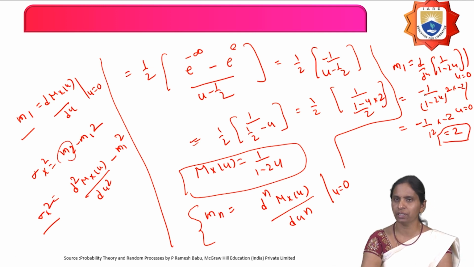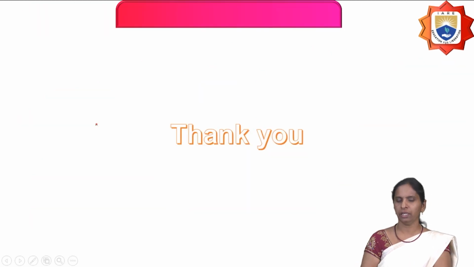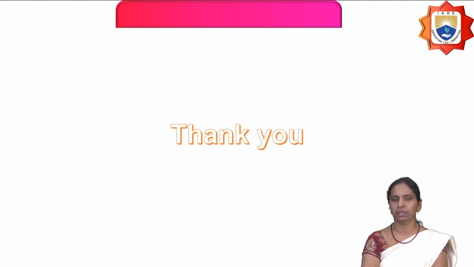If you differentiate this one more time, we are going to obtain M2. After differentiating, you have to substitute u equals 0. Then to calculate the variance, you have to use the formula M2 minus M1 square. So for the given random variable x, you can calculate the moment function and characteristic function. That is one type of problem you are going to get.